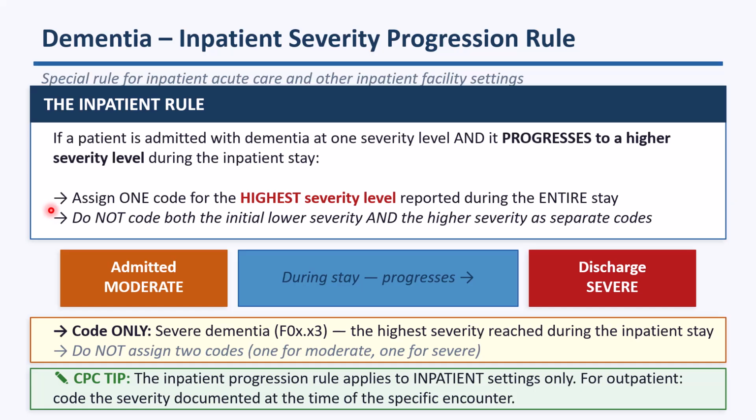So the answer is you assign one code for the highest severity reached during the entire inpatient stay. In this case, you code severe dementia. You do not code both moderate and severe as separate diagnosis codes. This is called the inpatient severity progression rule. It parallels the principal diagnosis concept of coding the highest level of specificity and severity known by the end of the stay. So this rule is for inpatient settings. For outpatient coding, you code the severity documented at the time of the specific encounter.